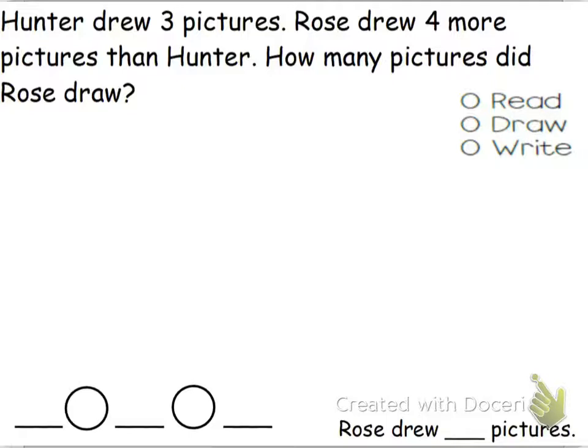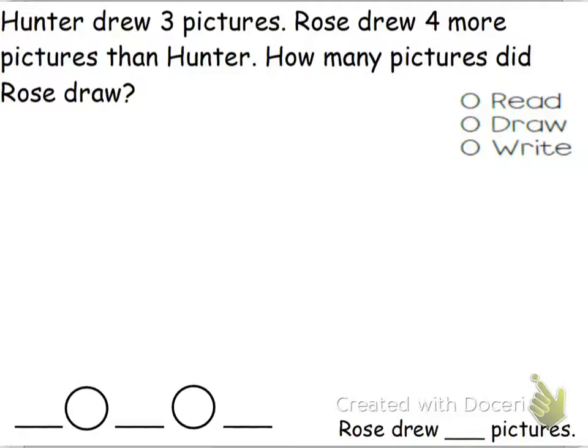So now we're going to chunk it. Remember, chunk it means we're going to read a little and then we're going to draw a little. So it says, Hunter drew 3 pictures. Can we draw something? Yes, we can. We can draw 3 pictures for Hunter.